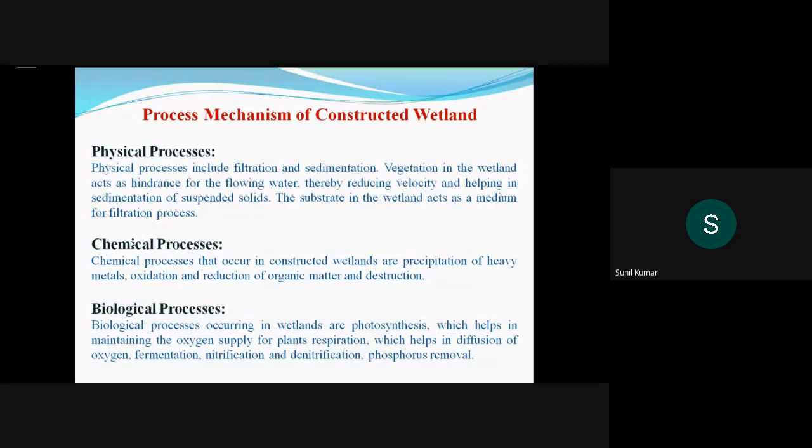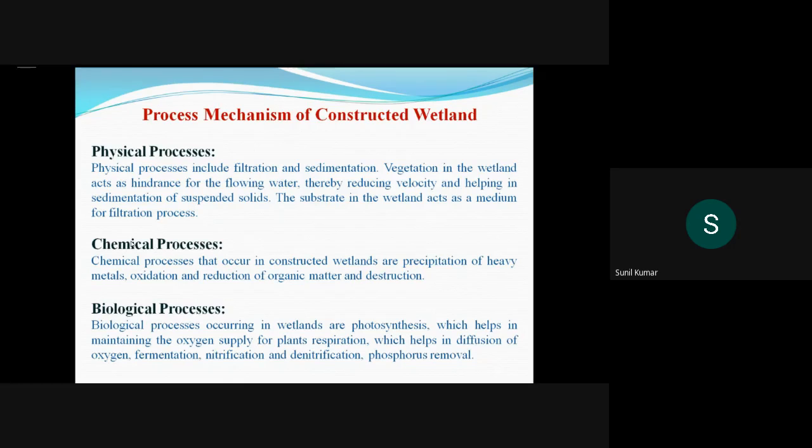Now, what is the mechanism happening in the constructed wetland? In any treatment plant you would have studied, there will be primary treatment, secondary treatment, and tertiary treatment. The processes involved in wastewater treatment are physical, chemical, and biological processes. All processes take place in a constructed wetland also. But what is happening in the constructed wetland is that all these processes take place concurrently in a reactor. In the same reactor, concurrently, all these processes are taking place. Let us go through them one by one.